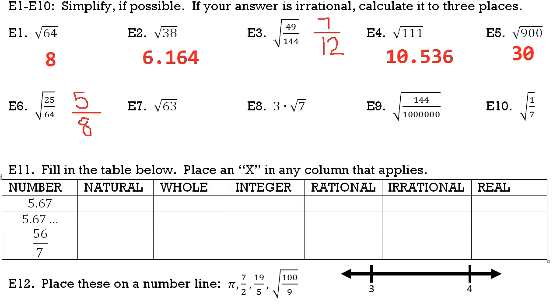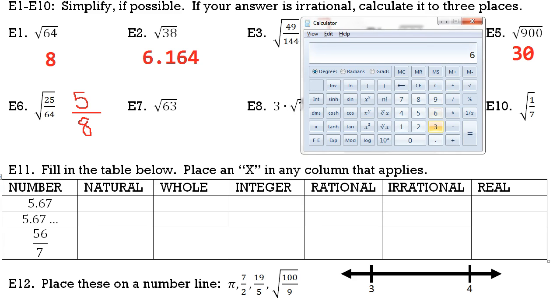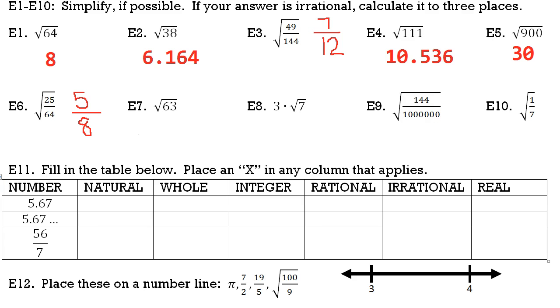All right, radical 63. Now this one, you will eventually learn how to simplify a radical. Some of you may already know how to break it down into smaller radicals. But according to the directions, it says if your answer is irrational, calculate it to 3 places. Now 64 is a perfect square, 63 is not. It's really close though. So that means what, 7.9? 7.95? I don't know, I'm just going off the top of my head. 7.937, we'll go with that. 7.937.